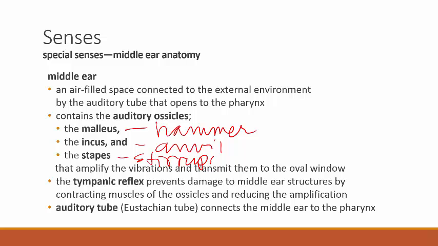There's also a reflex because there are muscles connected to the malleus, the incus, and the stapes, and there's a reflex that helps to dampen their movement. So when a really super loud sound happens, those muscles that are attached to the auditory ossicles will prevent them from moving as much. And as a result that reduces the amplification effect of the three auditory ossicles. And again, we've got the auditory tube that connects the middle ear to the pharynx.